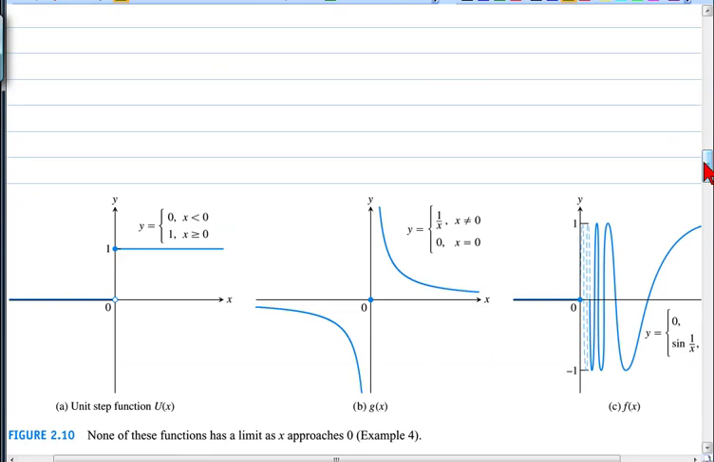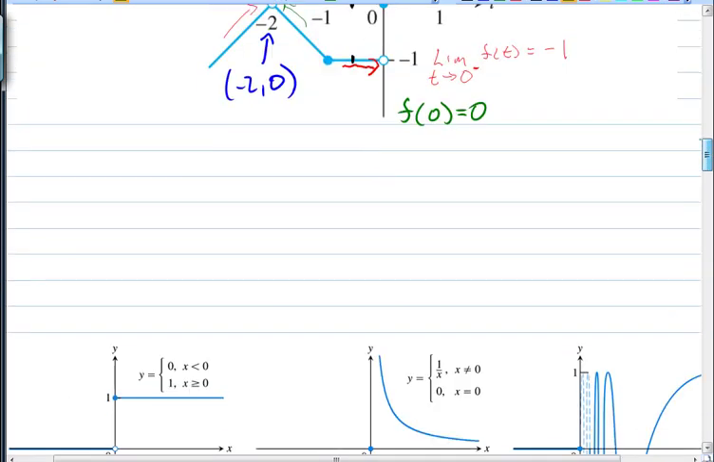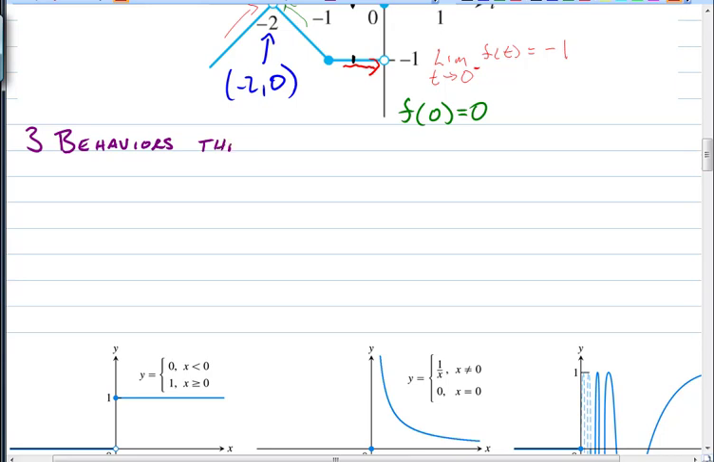Okay. There are three behaviors that cause a limit not to exist. The first one is the behavior differs from the left and the right.